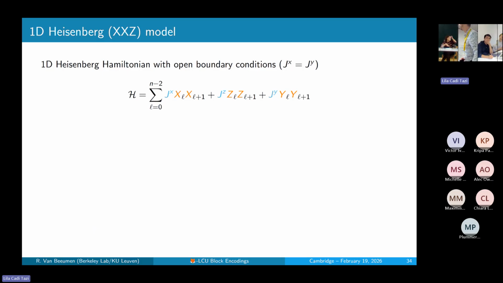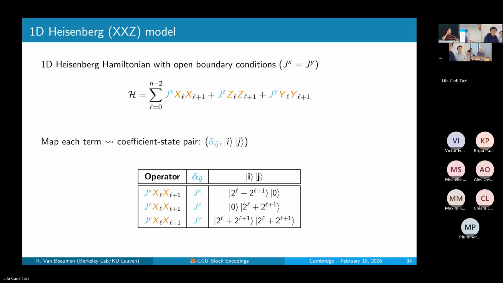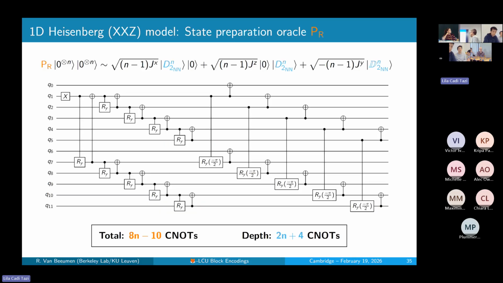Now, as I said before, we have these 1D circuits, but if we map them to a 2D qubit layout, everything becomes nearest neighbor. I'm going to try to explain that for the XXZ model, not the XYZ model, because then it doesn't fit on the slide anymore. We can do it in a very similar way. So we have some XX, ZZ, and YY terms. Again, we do the same mapping.